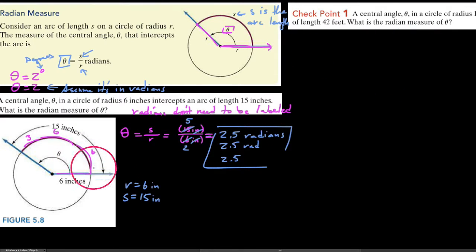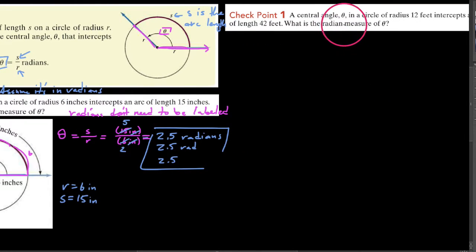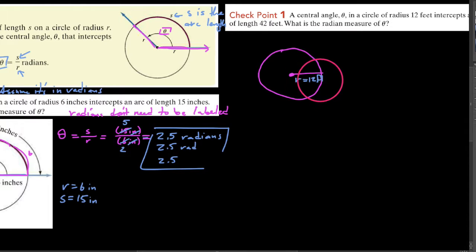So let's try this again where we don't have an image, but we say a central angle theta in a circle of radius 12 feet intercepts an arc length of 42 feet. So what is the radian measurement of theta? So I would recommend always drawing a picture, and I'm going to start with just the radius length here. And this radius we've learned is 12 feet in length.